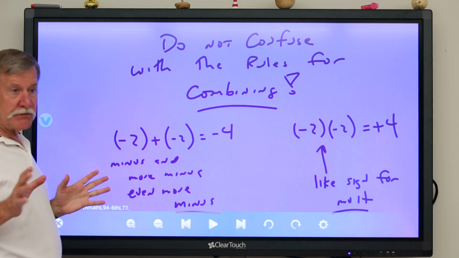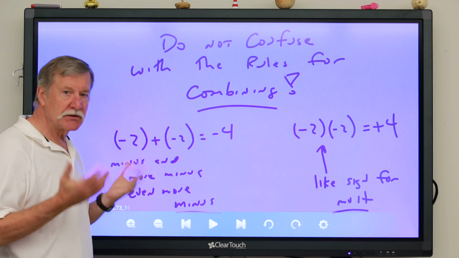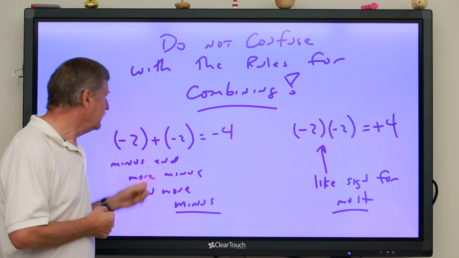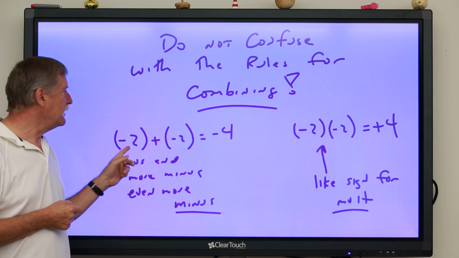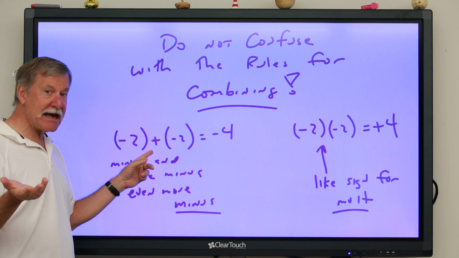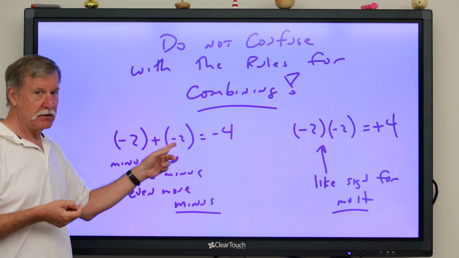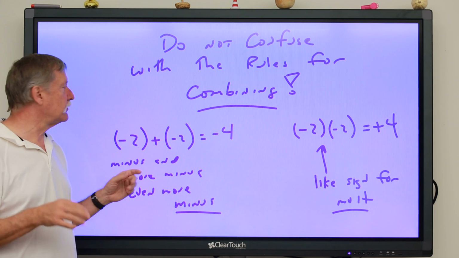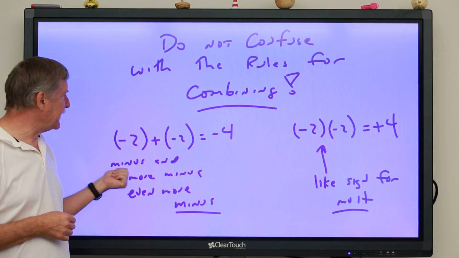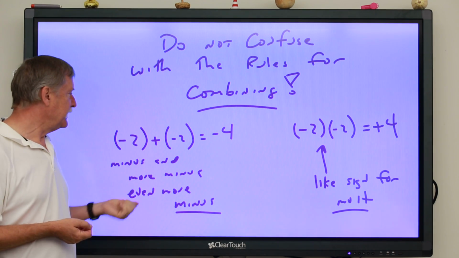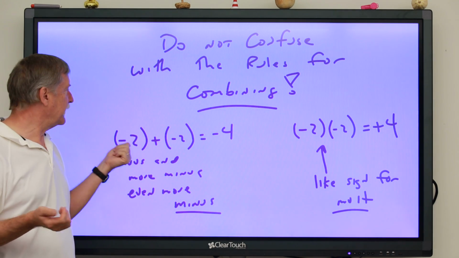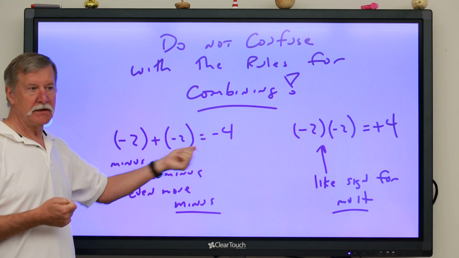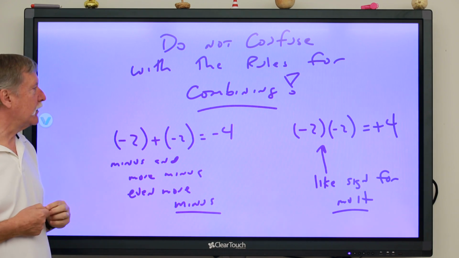Do not confuse these like sign rules of multiplying and dividing, however, with the idea of combining. Remember, if I've got -2 and I'm combining that, adding it to another -2, it does not become +4. That's the wrong rule. Here in minus, I've got minus and more minus gives me even more minus. -2 and -2 more give me -4. It doesn't magically become +4.